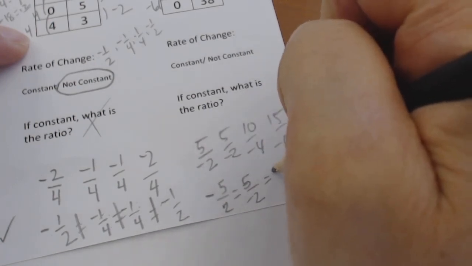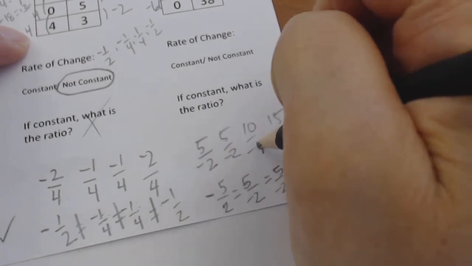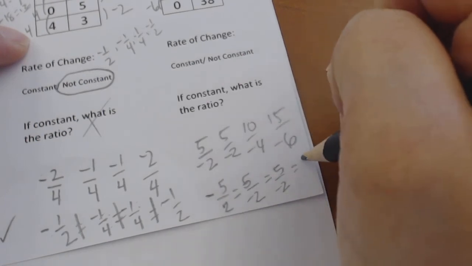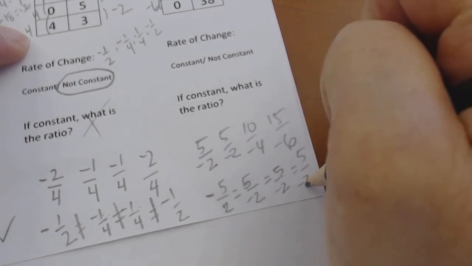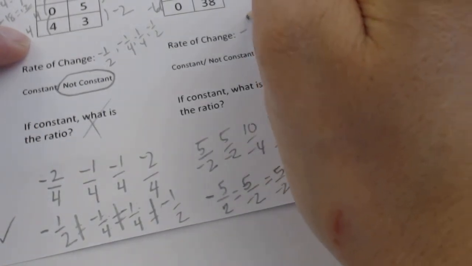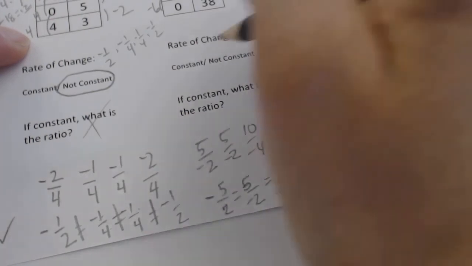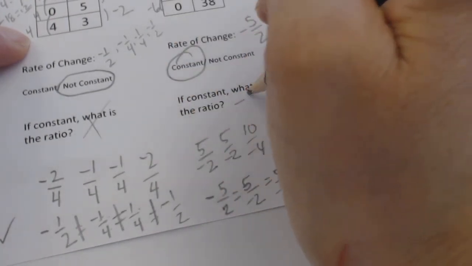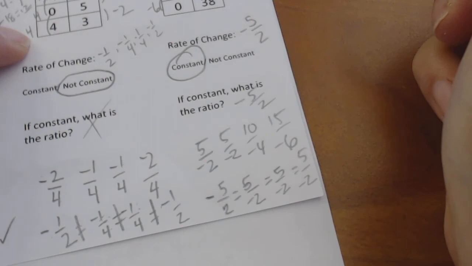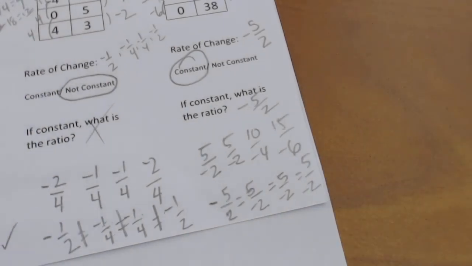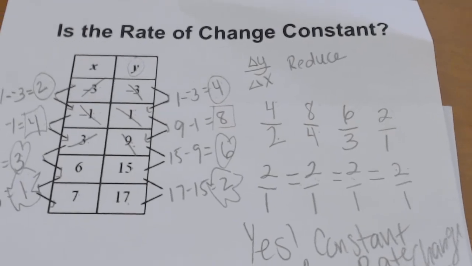Reduce 10 over negative 4, 5 over negative 2. And reduce 15 over negative 6, 5 over negative 2. You guessed it, our rates of change are all 5 over negative 2. This is constant, so our ratio is 5 over negative 2. So this has been, is the rate of change constant?